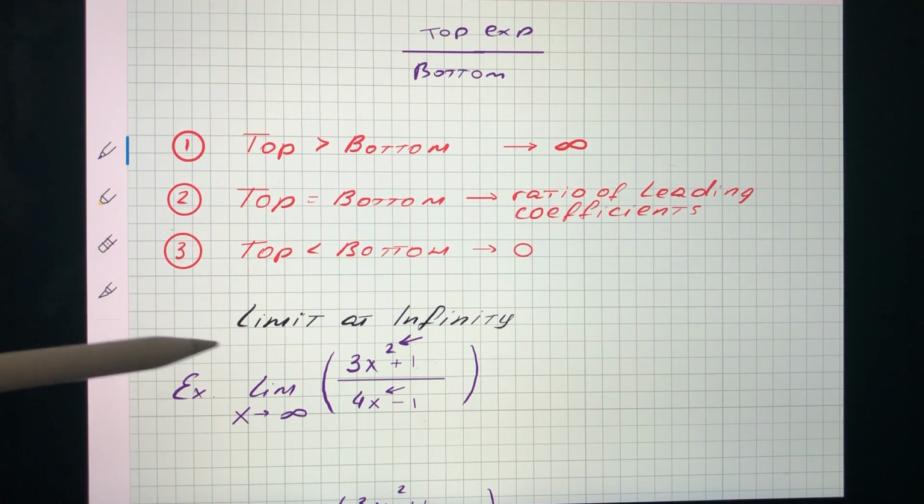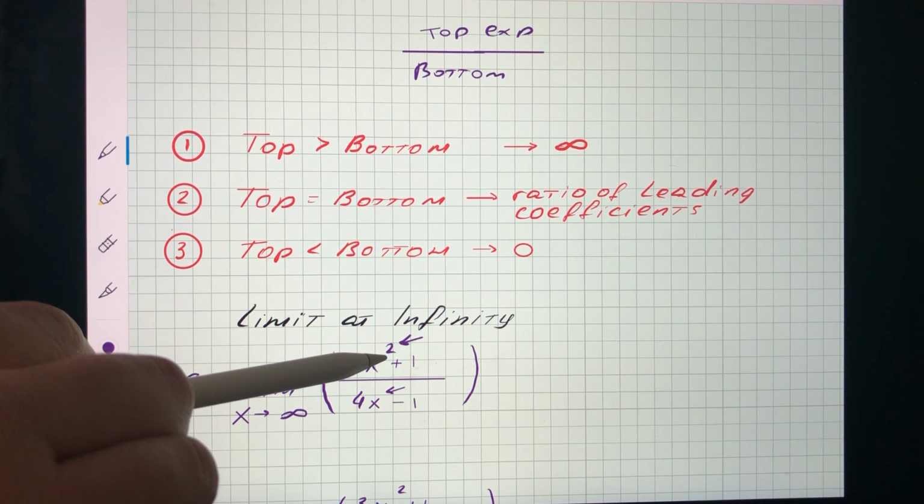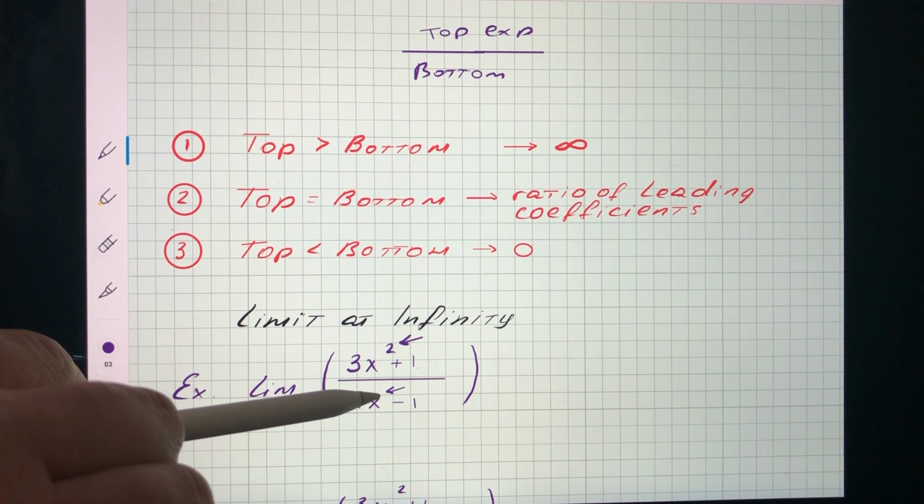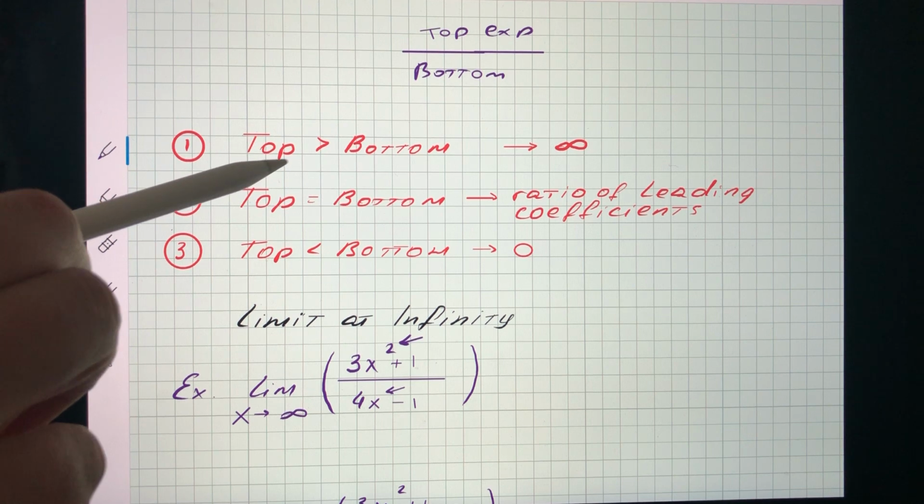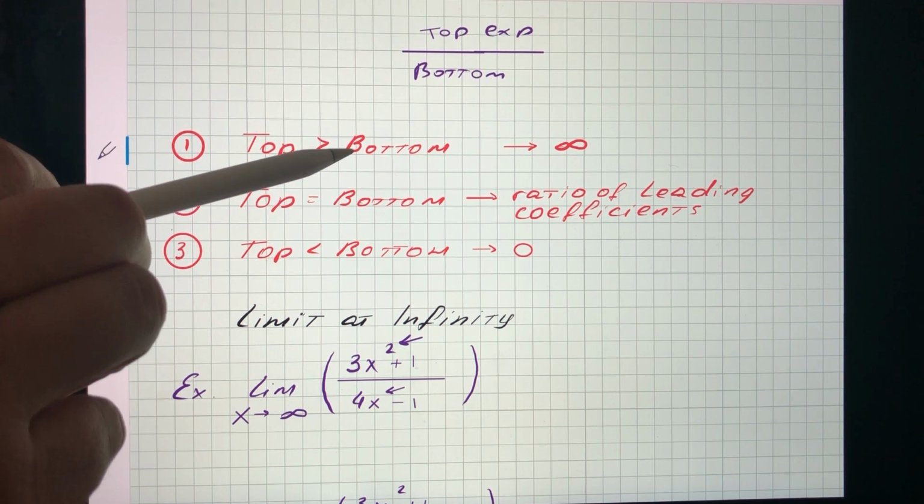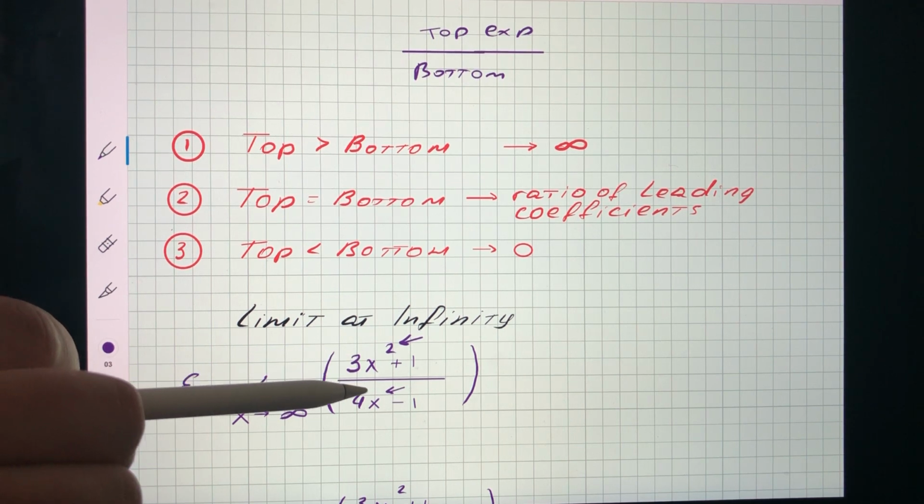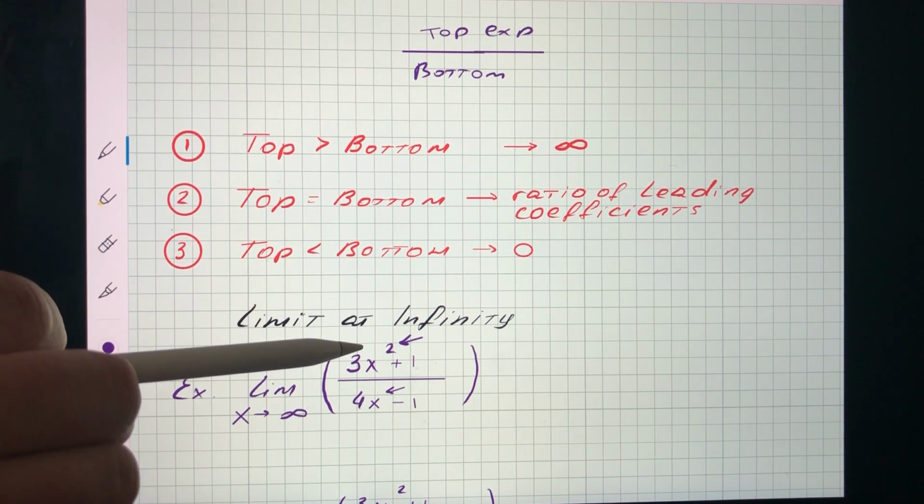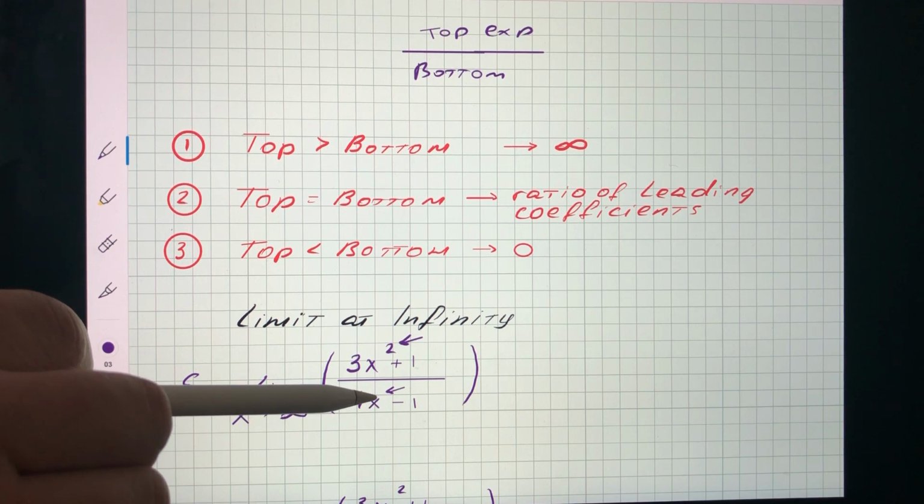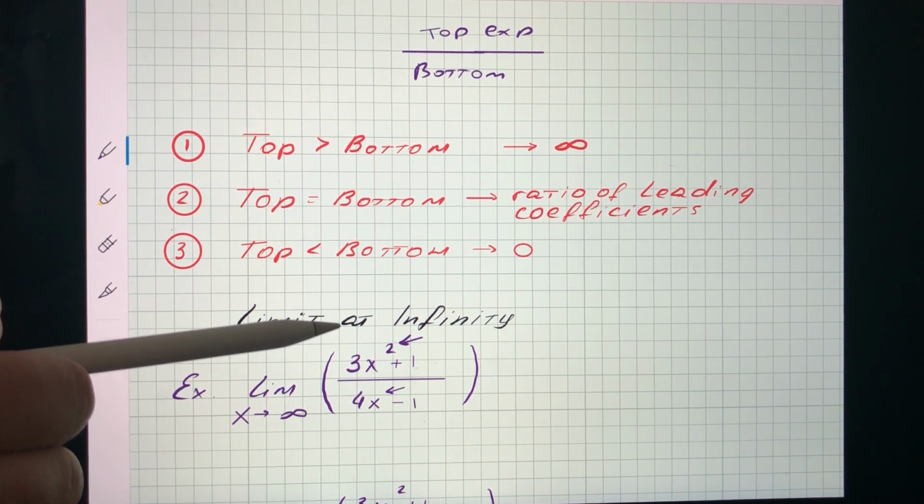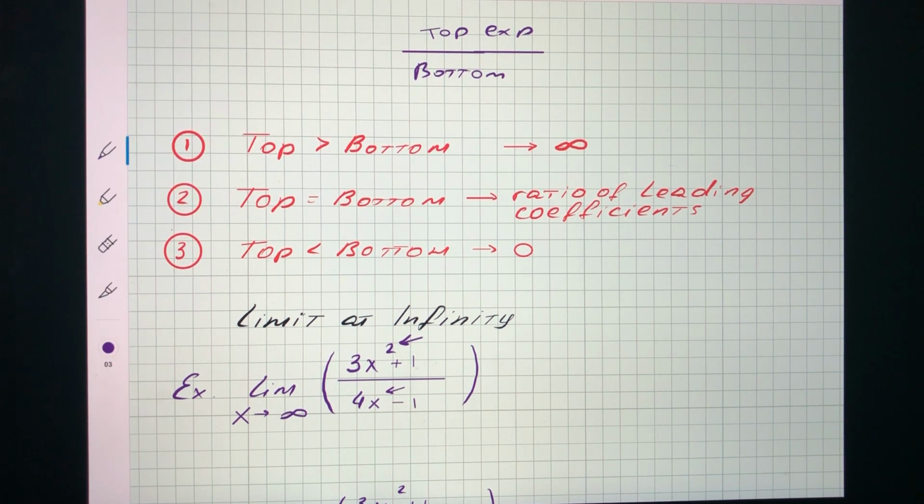In our first example, the highest power on the top is 2. The highest power on the bottom is 1 because there is no power. So the top is bigger than the bottom. That means the top is going to win, and it will grow faster than the bottom. If the top number gets bigger than the bottom number, the entire ratio gets bigger and bigger and bigger, and so that limit is going to go to infinity. Our answer to the first question is exactly infinity.